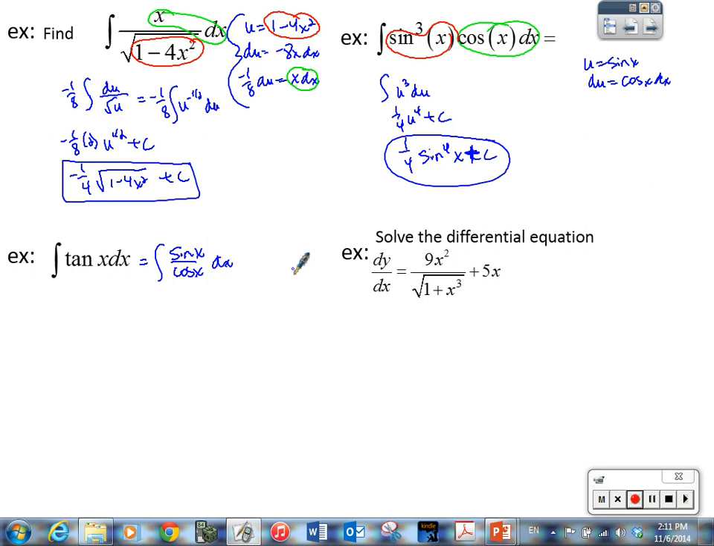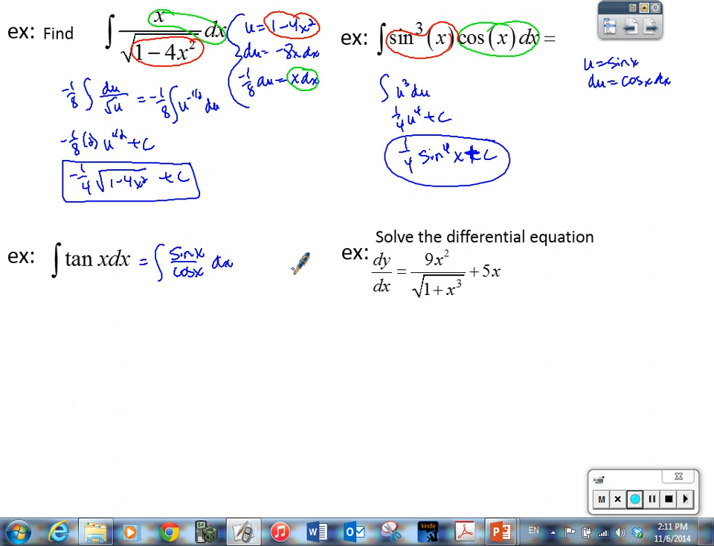Now, it looks like I could pick either one, but that is not the case. We know the derivative of sine is cosine, derivative of cosine is negative sine, but I can't pick just either one. So let's talk about, what if I picked sine to be u? What's the derivative of sine? Cosine. Do I have a cosine there? No, I have a 1 over cosine there, which is really secant. I have secant there. I don't have cosine. I cannot choose sine to be u.